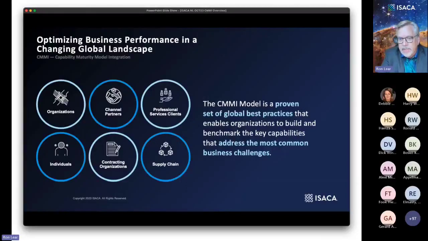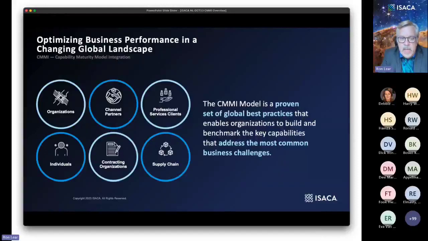This enables organizations to use the model to not only build their capabilities, but to then benchmark them to see where they are against industry best practice. And this addresses organizations who want to improve. We do this through a channel partner business model. There are about 450 to 460 licensed ISACA partners around the world who are licensed to deliver CMMI appraisal, training, and other services. And we have people who are external consultants to do this.